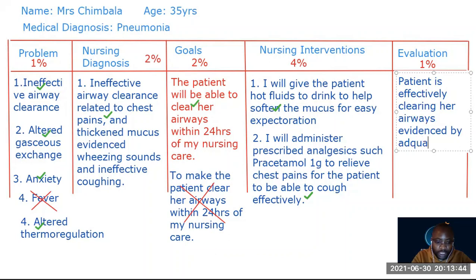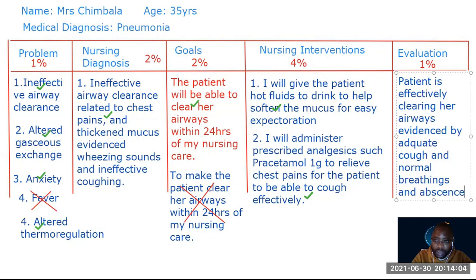adequate cough and normal breathing patterns. Okay, normal breathing patterns and absence of wheezing sounds. You can write this as you want. Just make it fun as you write, okay? And absence of wheezing sounds. Yeah, okay, so that's my evaluation here.